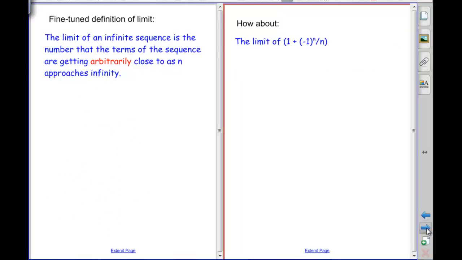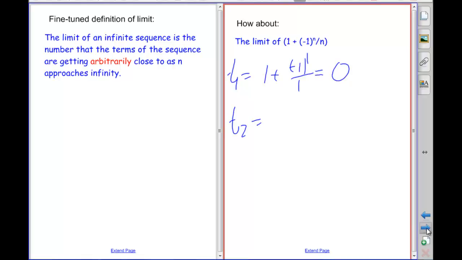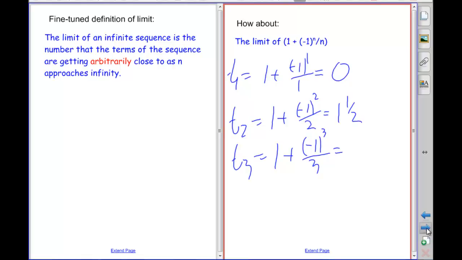Like, let's look at this limit: 1 plus negative 1 to the n, divided by n. So the first term is 1 plus negative 1 to the 1 over 1. So that is just plain old 0. Second term, 1 plus negative 1 squared over 2. So that's 1 and a half. Third term, 1 plus negative 1 cubed over 3. So that's 2/3, because now we're going back to being negative.